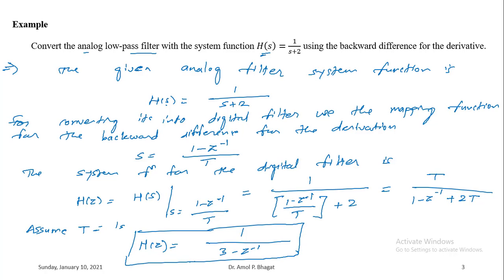This is how you will solve this problem where you want to convert the analog filter into a digital filter by using the backward difference for the derivative method. Let's see another example.